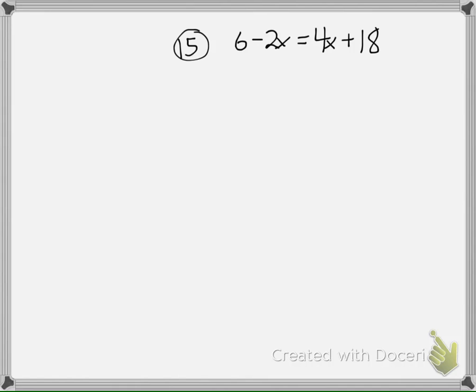So the first thing we need to do is put our variables on the same side. I can either move 4x over to this side, or I can move 2x to that side. So I'm just going to subtract 4x because it's a positive 4x. That cancels, leaving me with 18 on the right. And on the left, I have 6 minus 6x, because negative 2 and negative 4 make negative 6. All right?